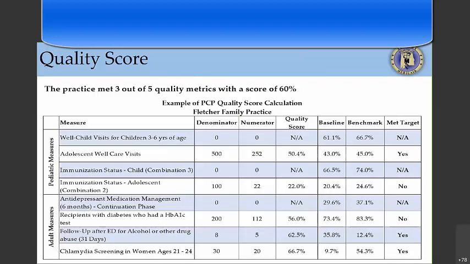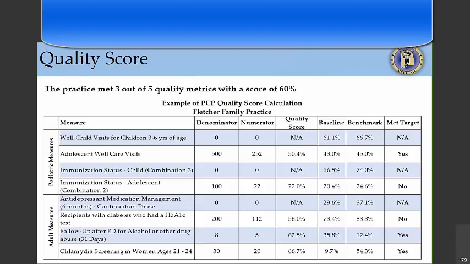For adults, the practice did not have any recipients with antidepressant medication. This quality measure does not apply to the practice, and they will not be scored on this measure. The practice was unsuccessful in getting enough recipients tested for A1C and did not meet the target.